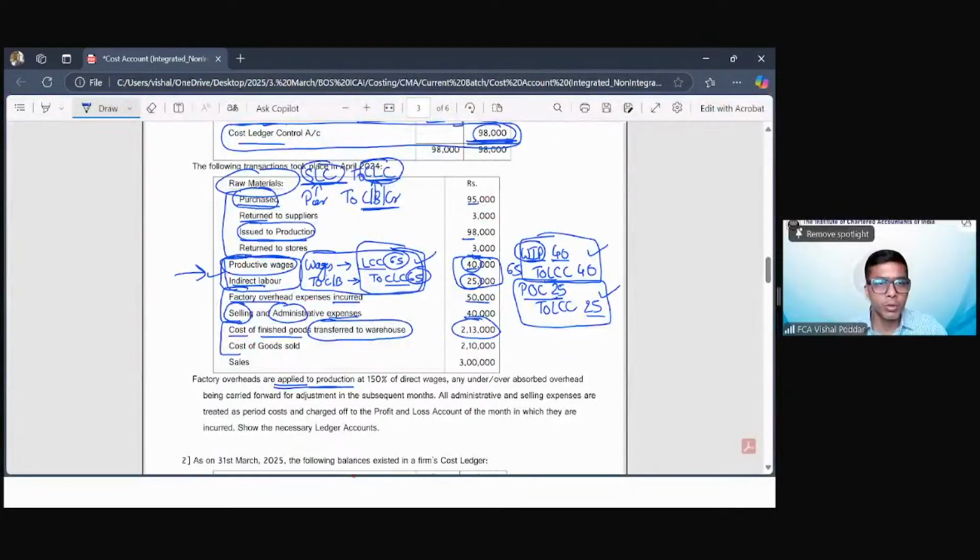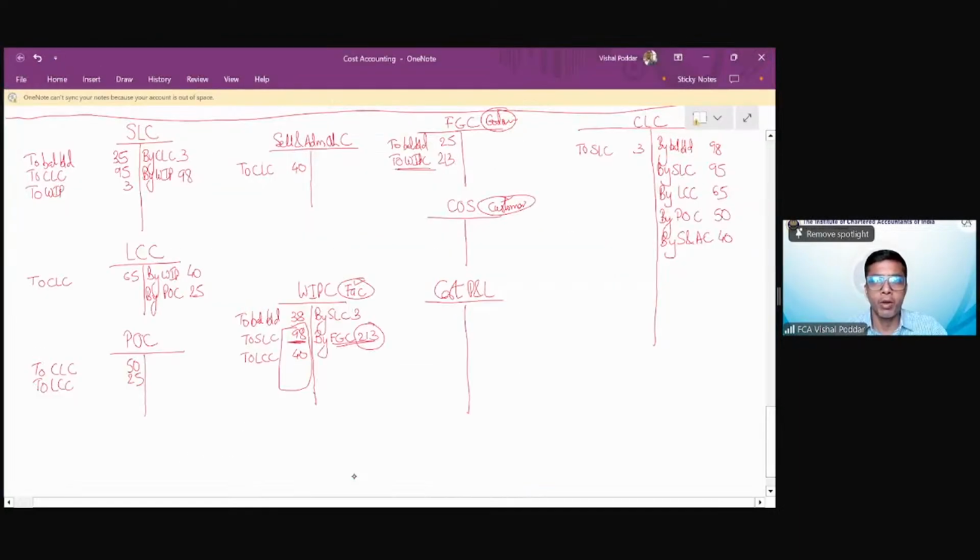Again, when these goods will be sold, these goods would be moving from your godown to the customer. So the transaction given for this would be cost of goods sold 210. So now I will also be moving it from my godown to my customers 210, and in customers they will be receiving these goods, so debit.